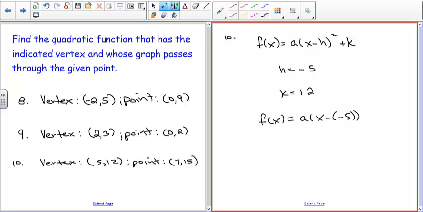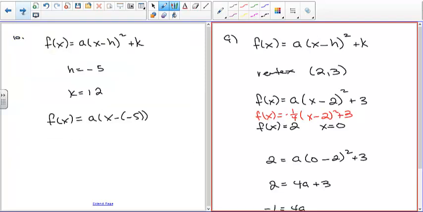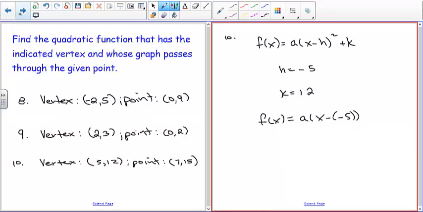Did I do something wrong in that last problem? No, I did that right. Yeah, okay. And this is where I'm wrong. I knew I was doing something wrong. So h is positive 5. I don't know why I did that. Because it's x minus h, from here, 5. So it's positive 5. So you have a times x minus 5 squared plus k.